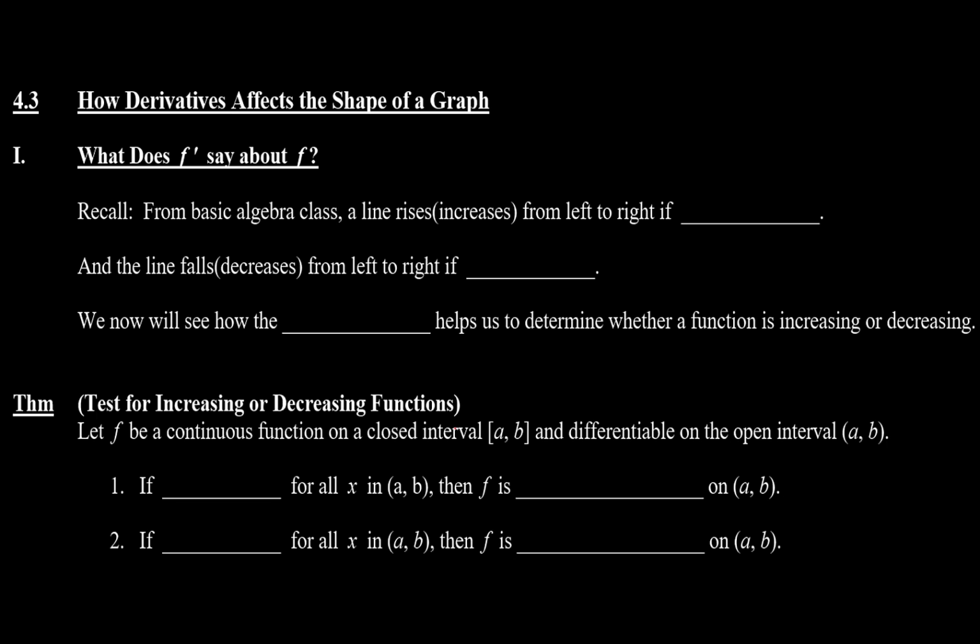All right, so let's look at this. What does f prime say about f? So this is your first derivative, okay? From basic algebra class, a line is rising or increasing from left to right if your slope is greater than 0. And the line falls or decreases from left to right if the slope is less than 0. So we'll now see how the derivative, which is the slope of the tangent, helps us to determine whether a function is increasing or decreasing.